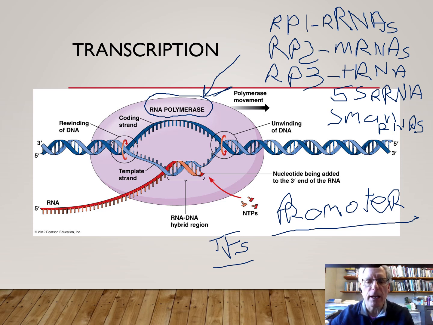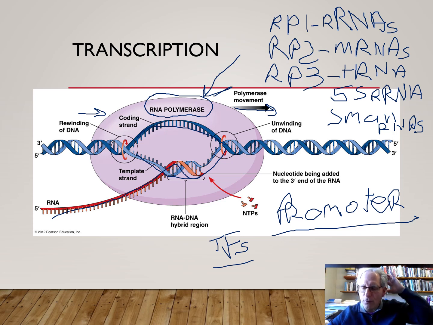It binds, it locally unwinds the DNA, as you can see here. It then starts making its messenger RNA, and then it proceeds essentially to make the RNA, unwinding as it goes in the direction in which it's going, rewinding in the direction in which it's proceeding, and putting in the proper base.